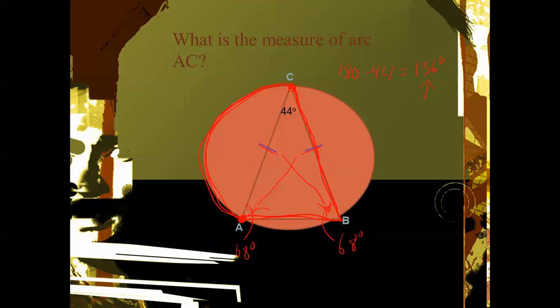All right, so remember earlier we talked about inscribed angles being half of the arc. So if we know that this inscribed angle is 68, then we know that the corresponding arc is going to be 68 times 2, which is 136 degrees. So that would be the measure of arc AC.